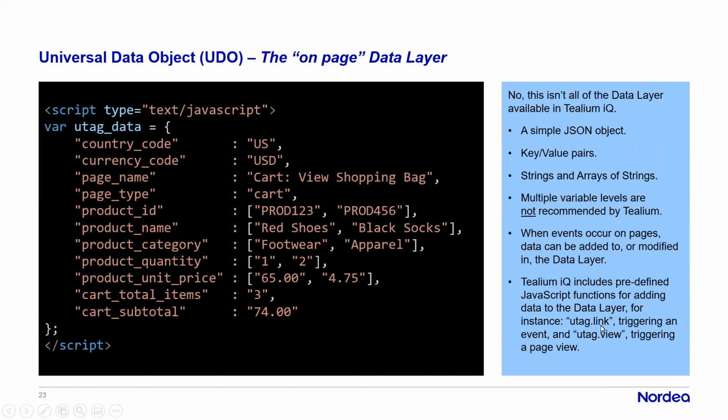For instance, this one, utag.link, usually used for triggering events, and then utag.view, used for triggering virtual page views and normal page views, usually. So we have nice JavaScript functionality for that as well, that you can use in your own JavaScripts to push data inside of Tealium using the data layer. So the UDO, Universal Data Object, the data layer on the page itself, or used inside code to convey data to Tealium IQ.